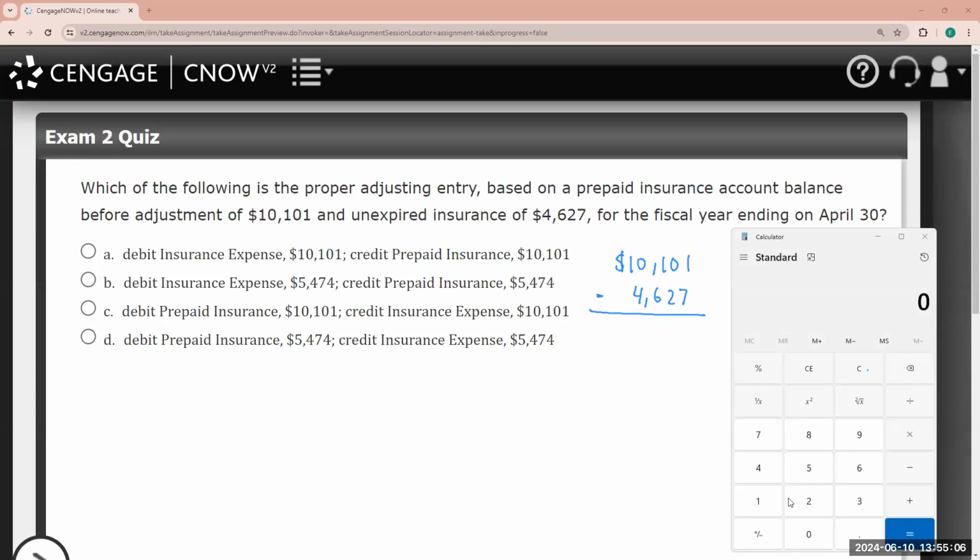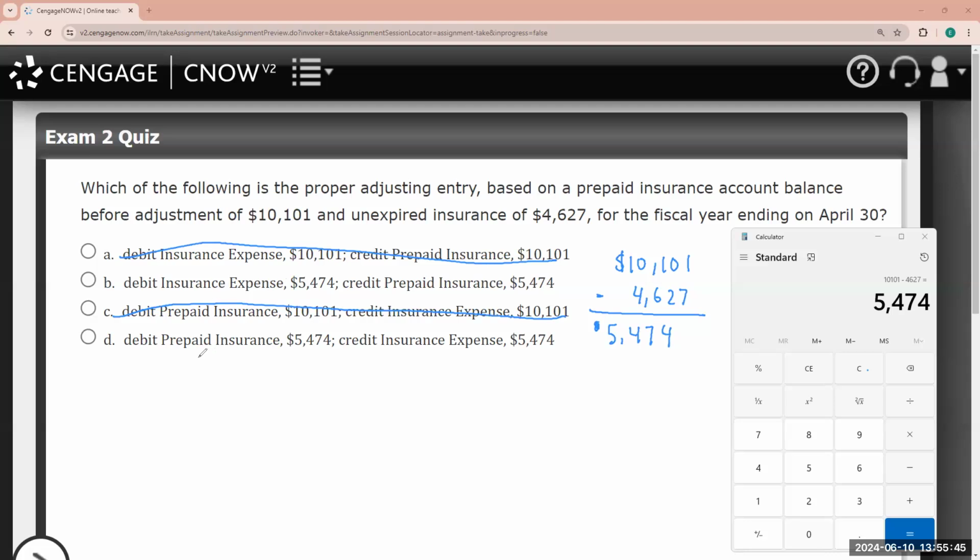So again, we started off with a balance of $10,101, and our unexpired insurance balance is $4,627, which lets us know that we've used up insurance in the amount of $5,474. All right, so as we go through this information, we now know the correct amount. So we can use the process of elimination. We know that it won't be A, because it's the incorrect amount, and we know that it won't be C. So now that leaves us with choice B or choice D.